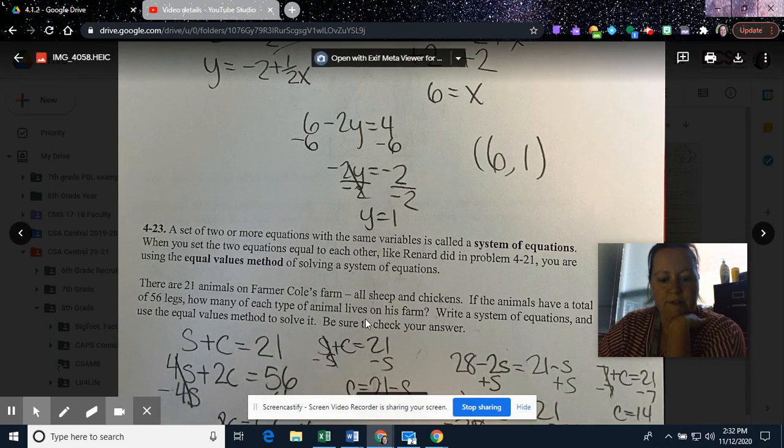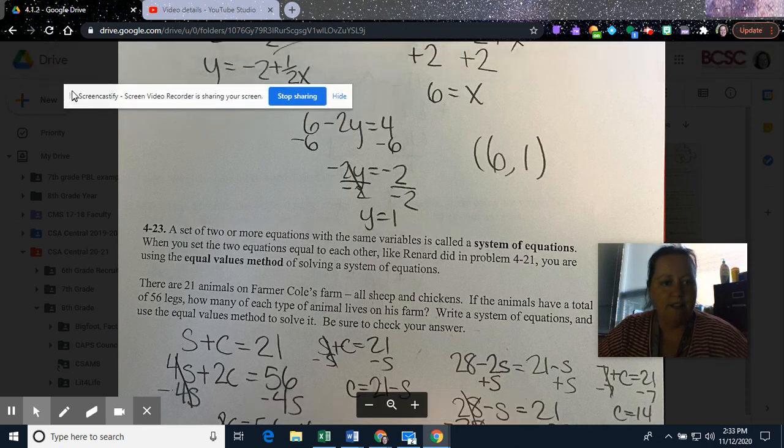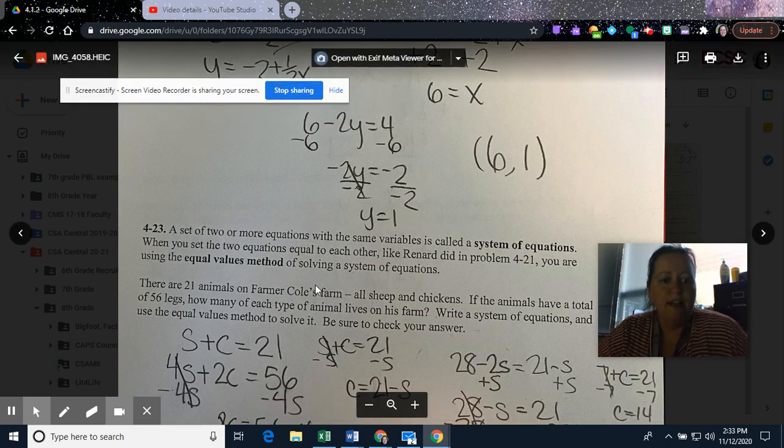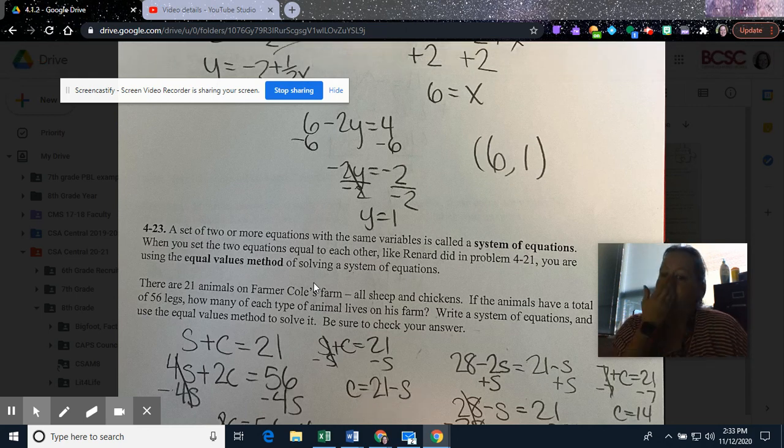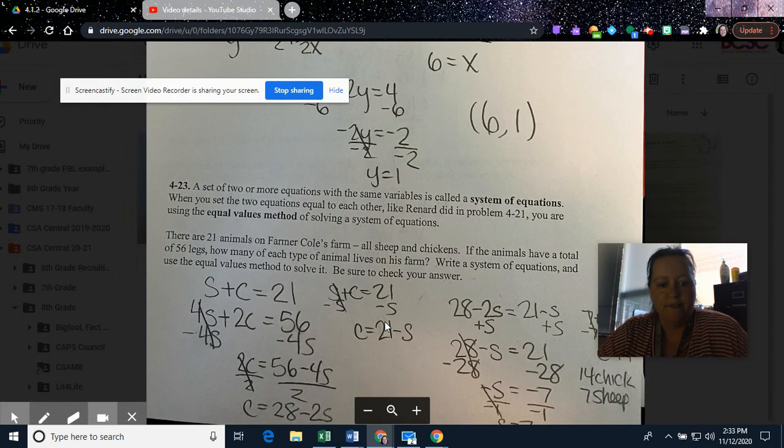Looking at number 23, a set of two or more equations with the same variable is called a system of equations. When you set the two equations equal to each other like we did in 22, you're using the equal values method to solve that system. If there are 21 animals on Farmer Cole's farm, and they're all sheep and chickens, and the animals have a total of 56 legs, how many of each type of animal lives on the farm? Write a system of equations and use the equal values method to solve it. Be sure to check your answer.